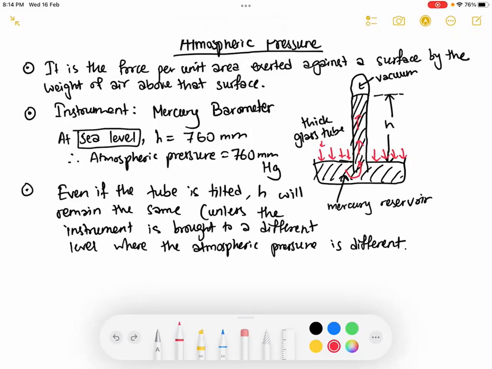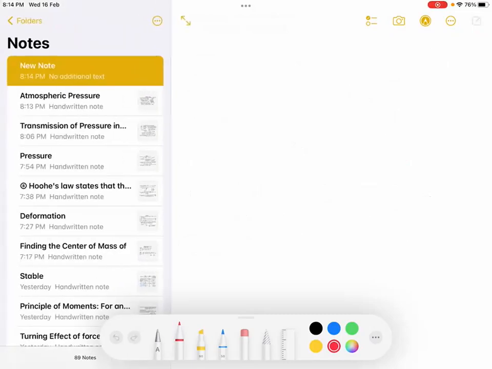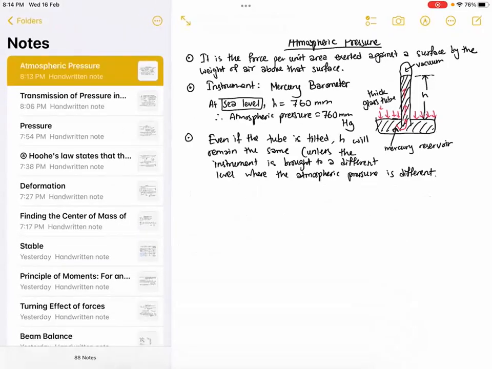All right. Now, what else? I think you also need to learn manometers. Mm-hmm. Oh, are you done with the previous one? Yeah.